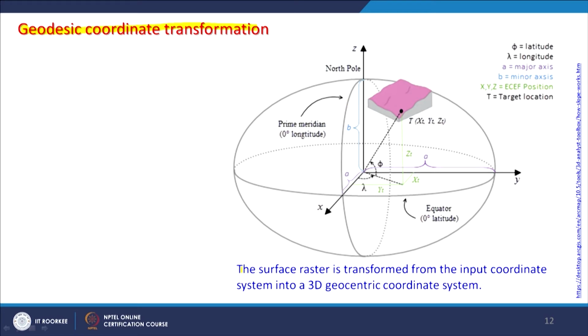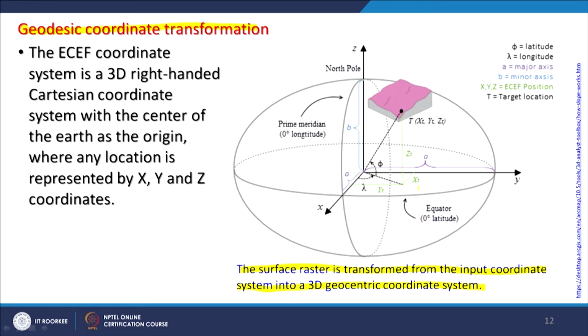Just to explain that the surface is transformed from the input coordinate system into a 3D geocentric coordinate system, that is ECEF, the Earth-Centered, Earth-Fixed coordinate system. So whatever input is coming through in 2D will go into 3D. The ECEF coordinate system is a 3D right-handed Cartesian coordinate system, with the center of the earth as origin, where any location is represented by x, y and z coordinates. So in 2D you will have only x, y, but here there is also a z coordinate.